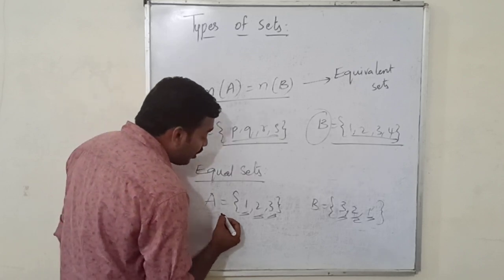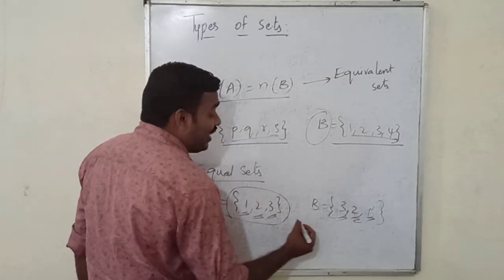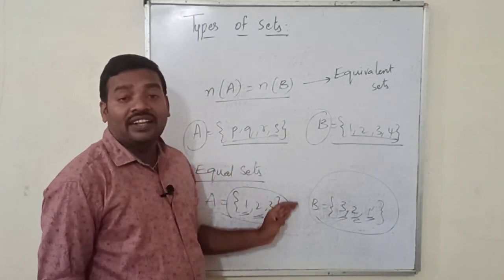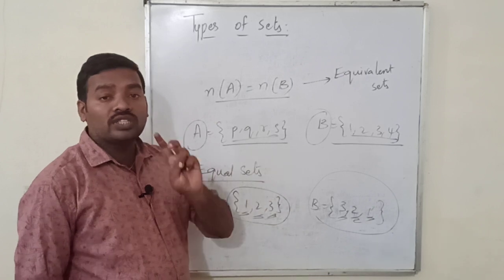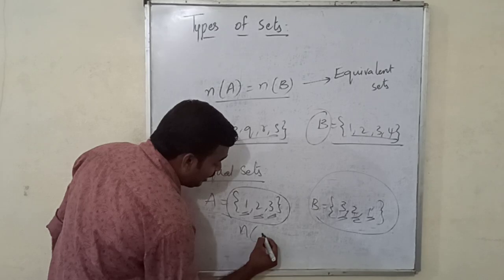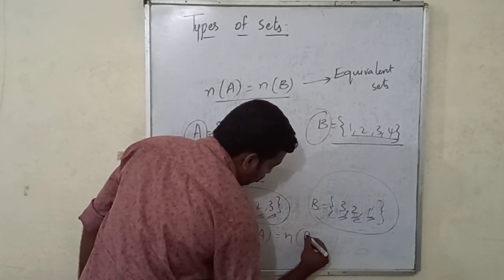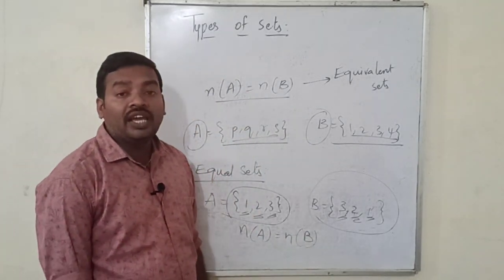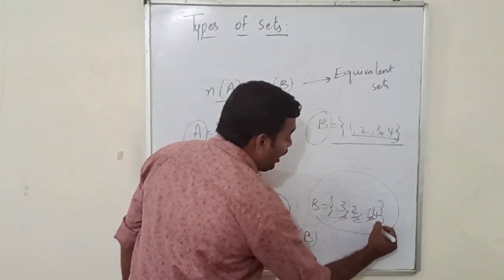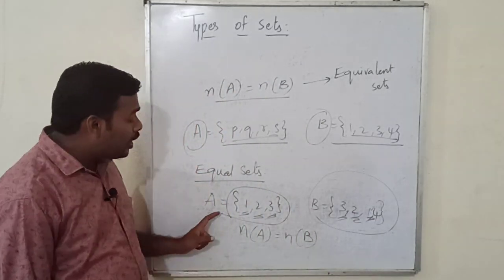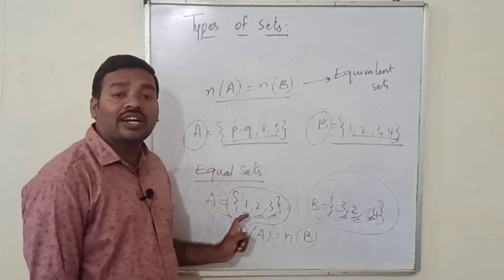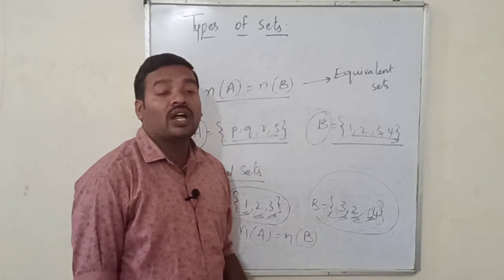Whenever every element of the first set is in the second set, then those two sets are said to be equal sets, and their cardinality must be equal. Then only you can say these two sets are equal. If you have one more element in B, that is 4, you have every element of A in B, but n(A) is not equal to n(B), then you can't say these are equal sets.